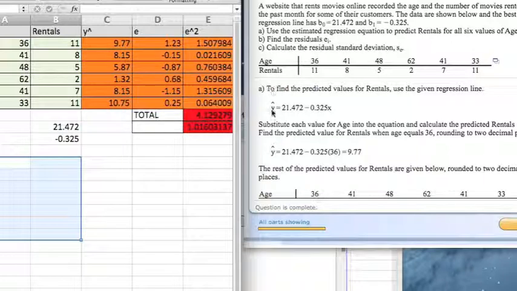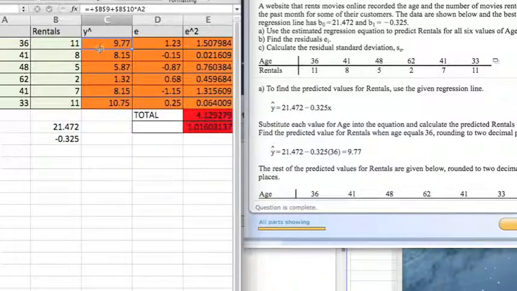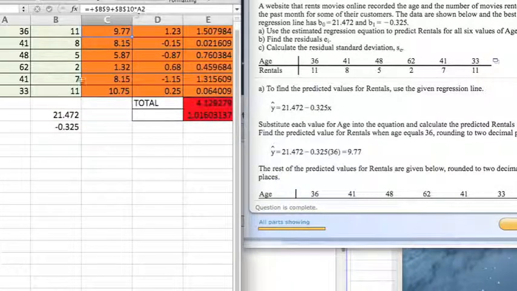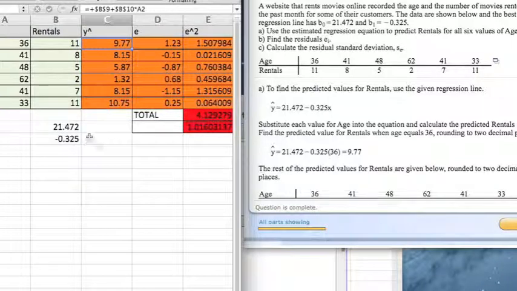Alright, but I already did it here. So we wanted to calculate our estimated values for y, which is here. And in this cell, we have B9, which is going to be our B0, plus B10, which is going to be B1 multiplied by A2, which is the age, and then it kicks out what the calculated rental would be for that particular age.